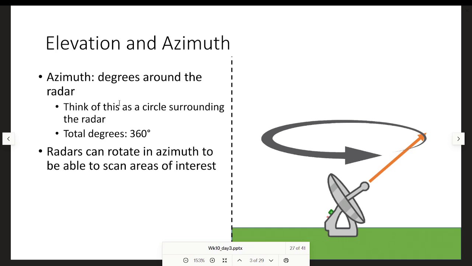So the azimuth is degrees around the radar, so it's kind of like a circle surrounding the radar, and the total degrees is 360 degrees. So it's the same as just like a circle. So this radar is spinning in a circle. Radars can rotate the azimuth to be able to scan areas of interest.